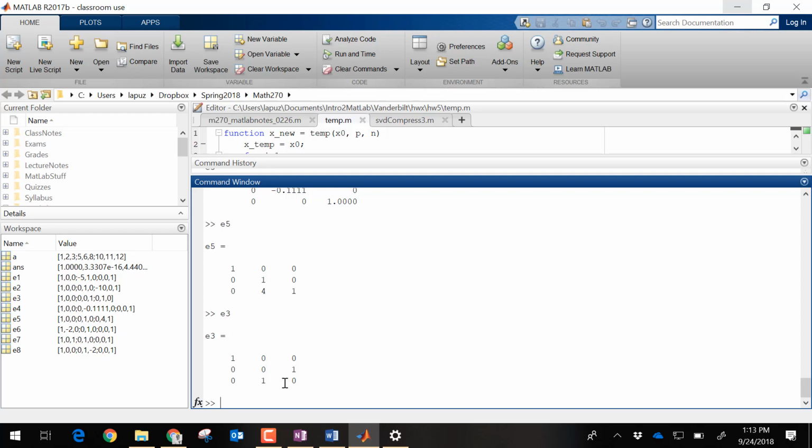Yeah? So another row swap. Yeah. So if I do another row swap on E3, then that's going to be the identity. So the identity is itself. Does that make sense? Yeah?